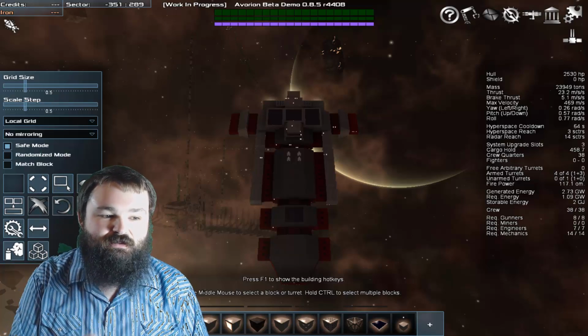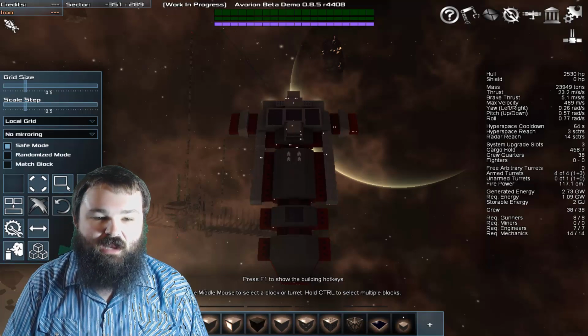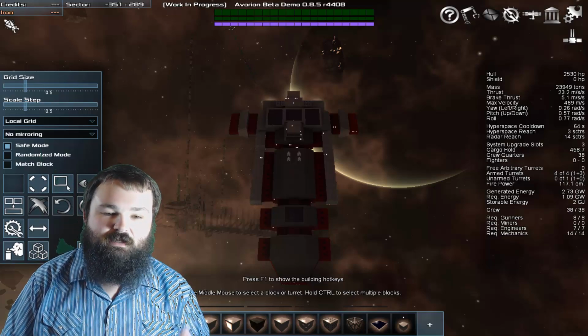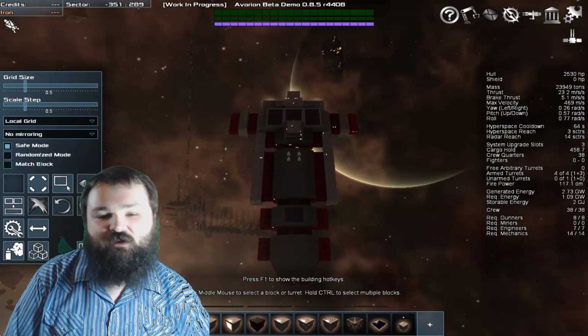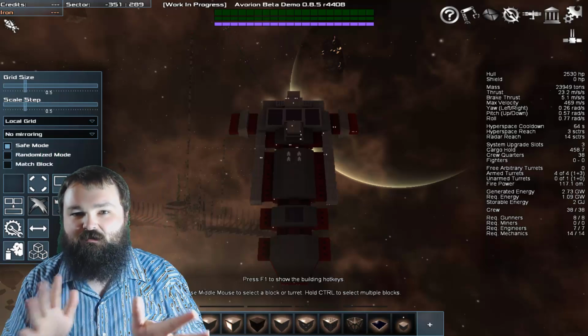So, as you can see here, this is the shipbuilding mode of Avorion, and there's a lot of different parameters on the right hand side. We're going to walk through those, and I'm going to give you a little bit of knowledge. I'm going to drop some knowledge on you.